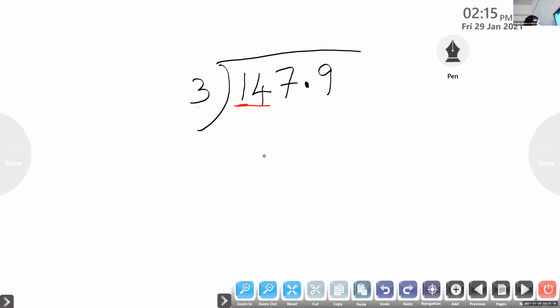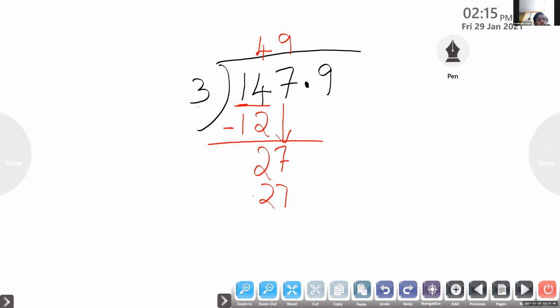Yes, Adinath. 14 divided by 3. Ma'am, 4 3s are, very good. 4 3s are 12. Okay. 14 minus 12 is 2. Bring down 7. 27 by 3. 9 3s are 27. Okay. Next, what do we have to do?